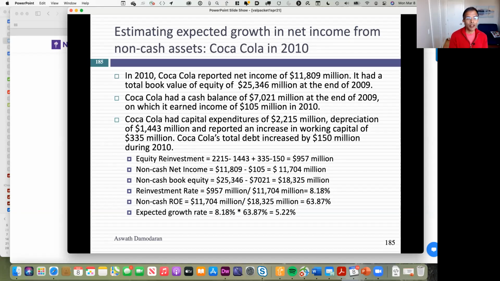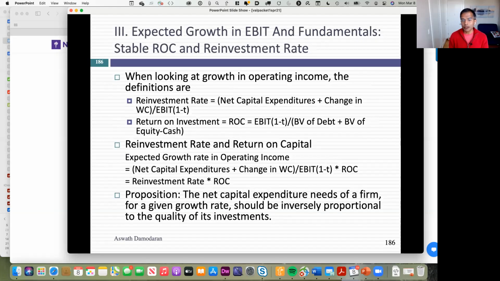Now, normally when a company reinvests only 8% of its income back, you should expect to see almost no growth. But Coca-Cola's saving grace is that 8% gets reinvested at a 63.87% return on equity. They get a pretty healthy growth rate of about 5.22%. Coca-Cola is able to grow at a reasonable rate because their return on equity is so high. So when you look at the growth rate of a company, dig a little deeper, see where it comes from, because it has to be in one of those two places.